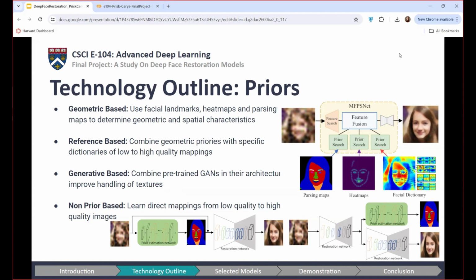As previously explained, GANs are particularly good at learning realistic textures and details. Some models use pre-trained GANs in their architecture to improve handling of these features through latent mapping to balance quality and fidelity of the image. Non-prior-based methods focus on learning direct mappings from low-quality to high-quality images without relying on predefined facial information. Removing this dependency can reduce the computational intensity required, but can impact accuracy.